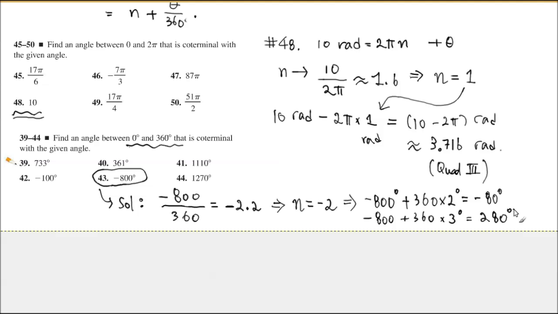But this negative 80 is still meaningful information. We know exactly where it is. All right? Those are two different measures of the angles and how to deal with angles that are coterminal to each other. So that's going to be the homework. Thank you.